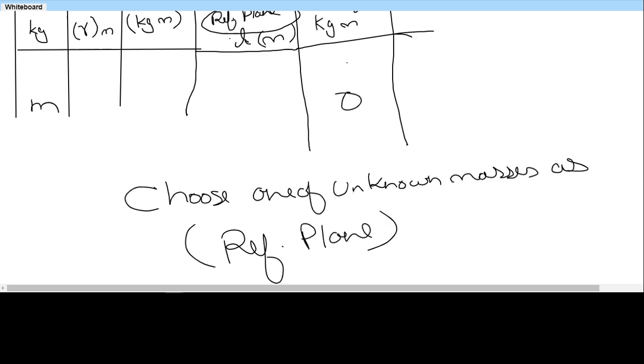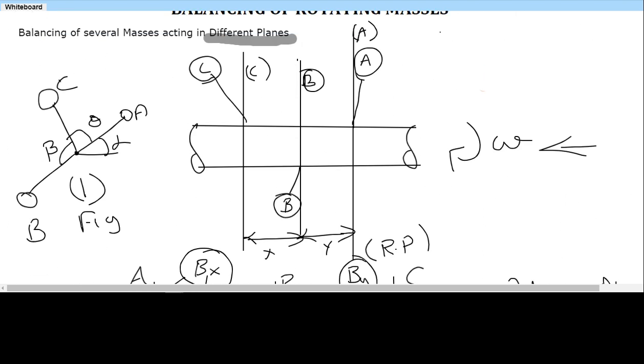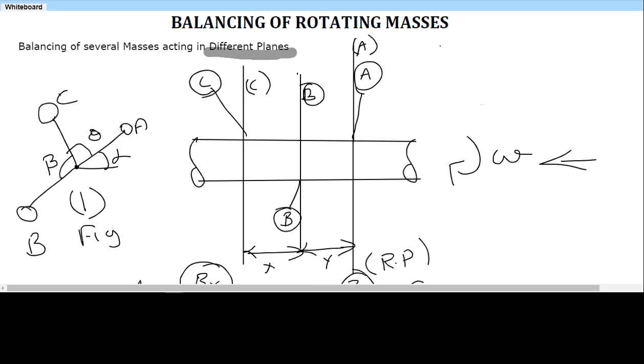So this is the theory part of this. The elaborate procedure of solving this will be seen in the next video, in which I will show you how to solve a numerical in this section.